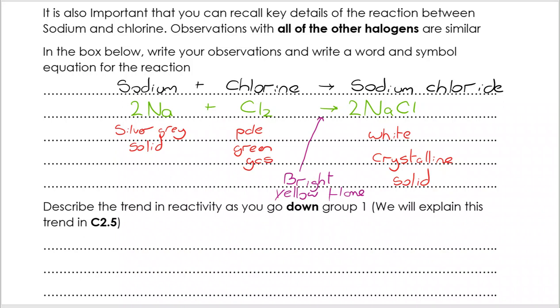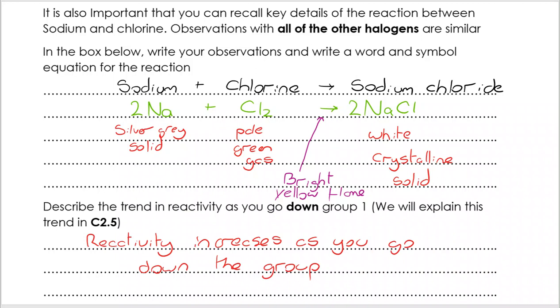Finally, describe the trend in reactivity as you go down group 1. We've discussed this at length actually when we looked at the reactions with water. The reactivity increases as you go down the group from lithium to sodium to potassium and beyond. We will think about why in a later video in this topic.